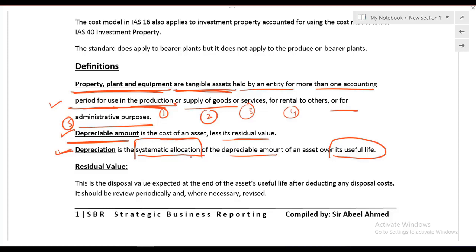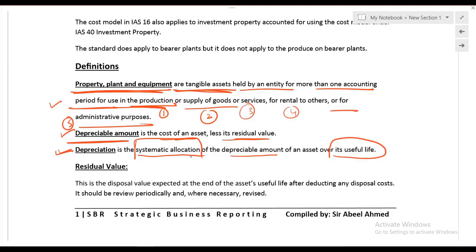Now listen carefully. The change of depreciation method is treated as a change in estimate. Repeat: change of depreciation method is treated as a change in estimate, and whenever estimates are changed, they are always applied prospectively according to IAS 8.